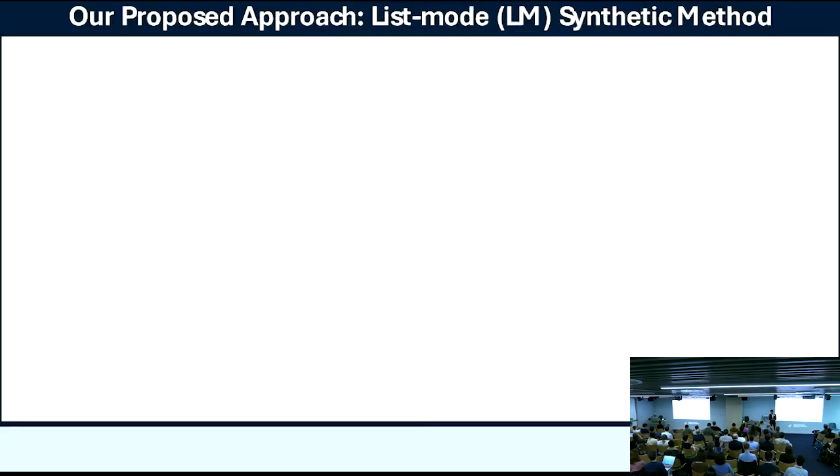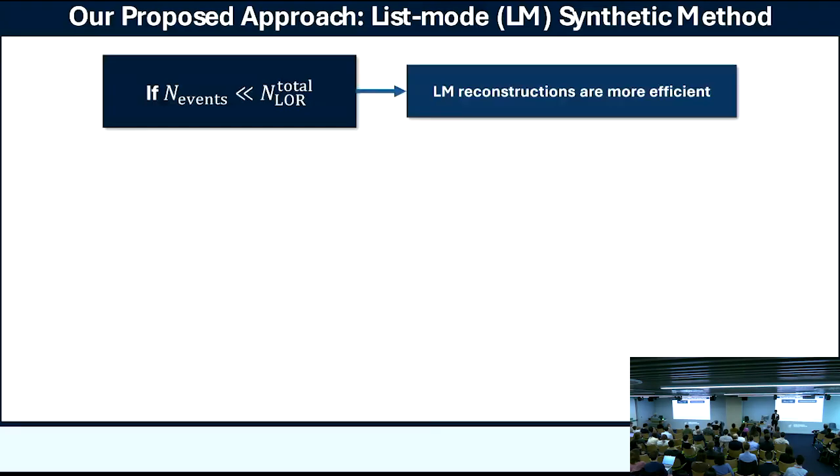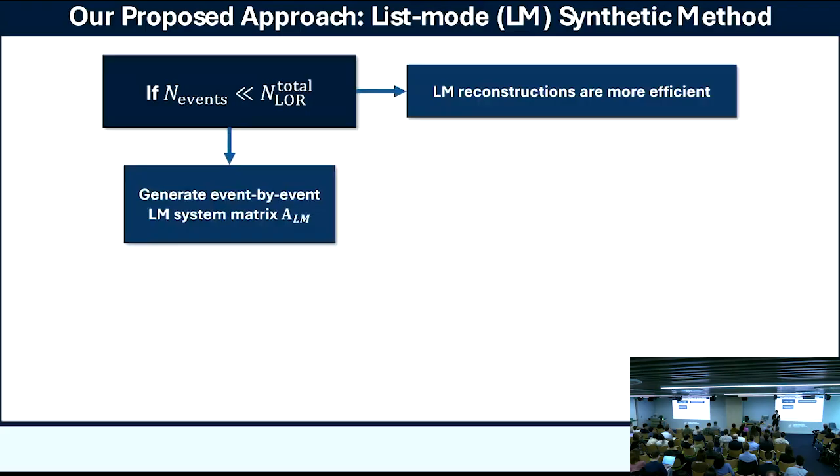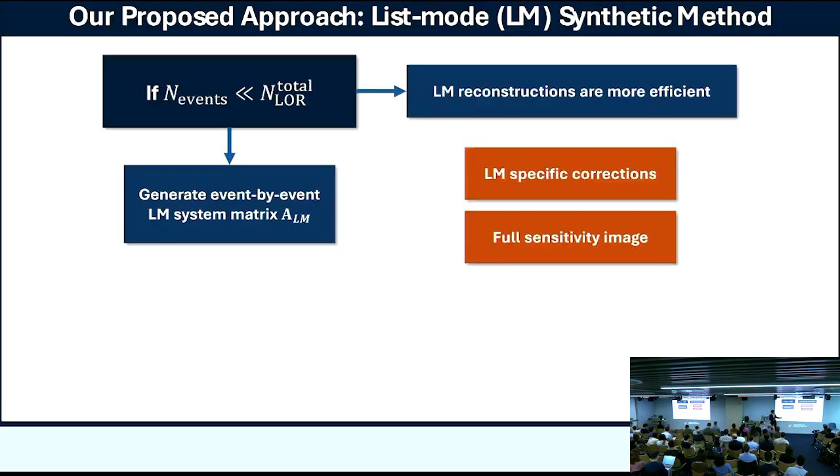So our solution, or one of our proposed solutions, uses list-mode data directly, which becomes quite useful because most of the time the number of events that we have are far fewer than the total LORs that the scanner might have, which makes it more efficient. So one method might be to generate a system matrix using each of the events that we acquire. But we still have the corrections as well as the full sensitivity image that we need to carry out a full reconstruction. And we can't get this directly using the acquired events themselves.